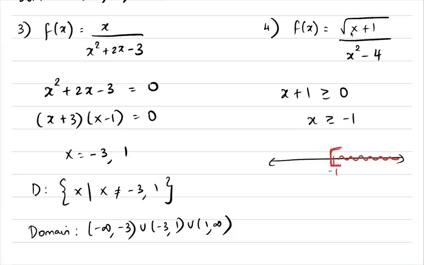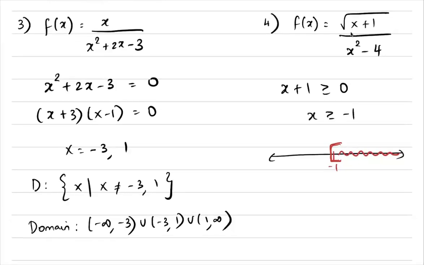Now, let me go and look at the second one because I also have one more thing that I have to be careful about, which is I cannot have any zero in the denominator. So I set it equal to 0 and solve. I get two numbers that are not allowed. Which are they? They are negative 2 and positive 2.